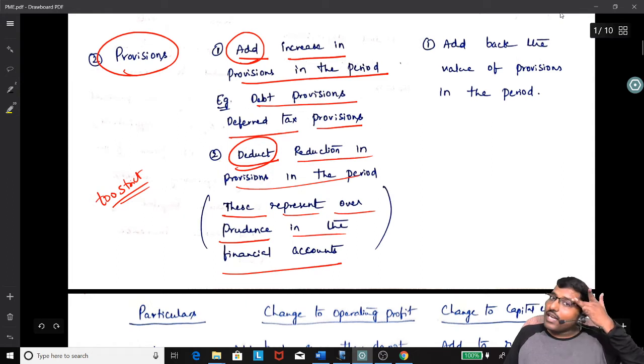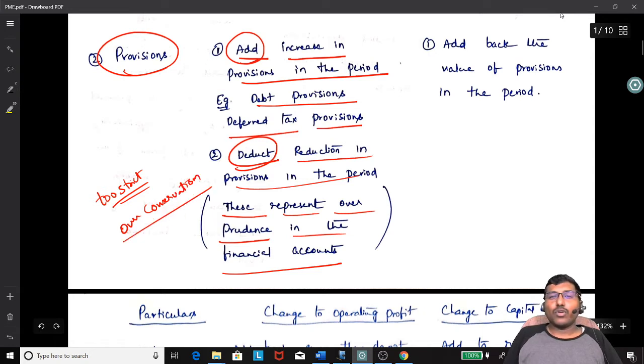So he says that if you are reducing the provisions from the operating profit, then you are being too strict. Over prudence means conservatism. So it is like over conservatism. In plain language, unless a positive really happens, you will not recognize it. But whereas for a negative, even if you only have a doubt that it's going to happen, you will recognize it. That's the whole logic of conservatism, right?